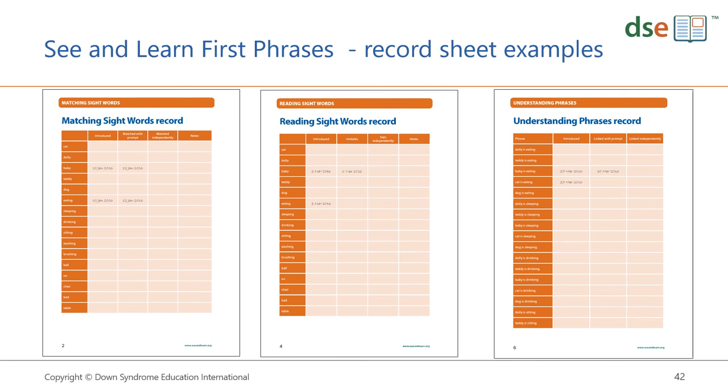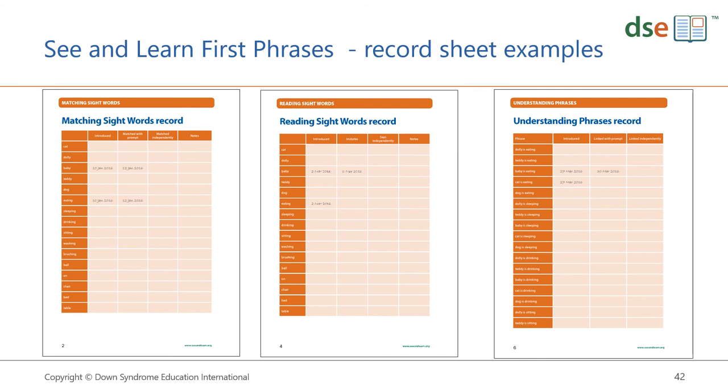Again, we have record sheets in the same sorts of formats as in all our kits. So here's examples of the first phrases one record sheets. The first one is matching sight words. And again, you can see the steps introduced, matched with prompts, matched independently. Then reading the sight words: introduced, imitates, you read it, child copies you. Then the stage where they can look at the printed word, say it, read it independently, say the correct word.